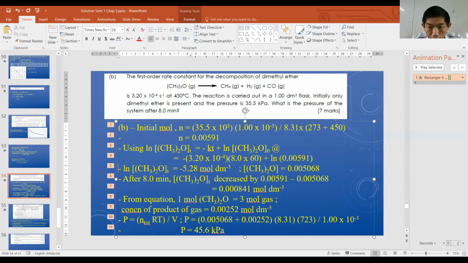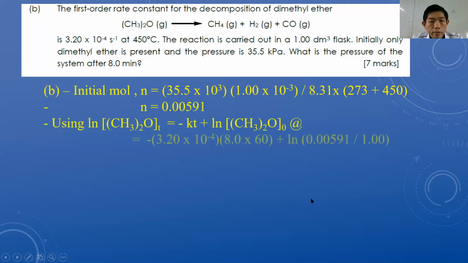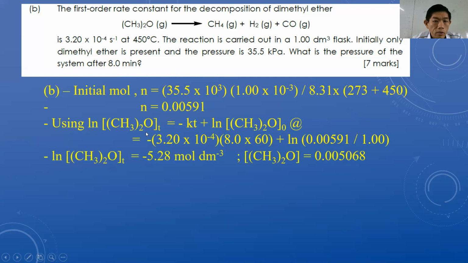And then you have to divide to get the concentration, 1.00. Sorry for that. Okay, so negative 3.20 times 10 power negative 4 times 8.0 times 60 seconds, then ln of 0.00591 divided by the volume 1.00 decimeter cube. So you get your ln concentration at t equals negative 5.28 mole per decimeter cube. This is ln, and then you take the anti-ln to get your concentration, which is 0.005068 in here.